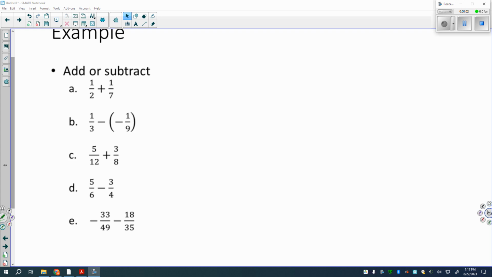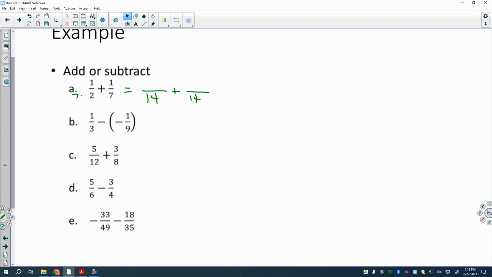Right, on these, again, it's just adding and subtracting, common denominator, but none of these have common denominators. So when I look at A, I want to get those to have a common denominator. 14 is going to be my common denominator.